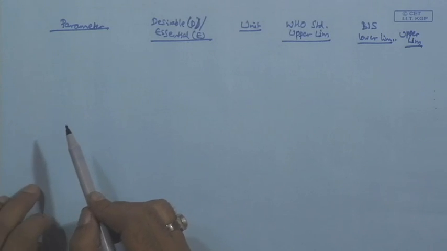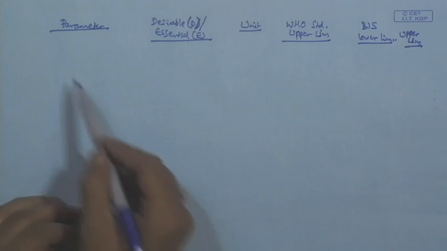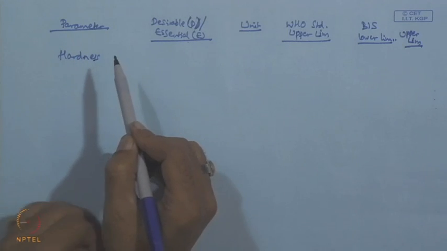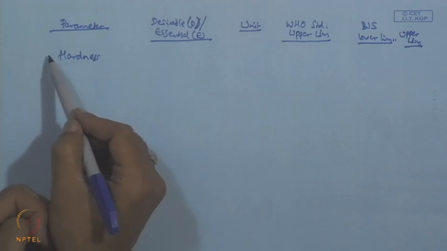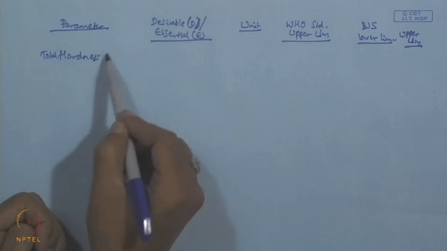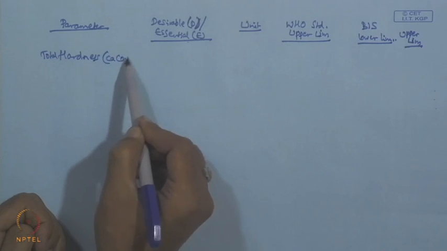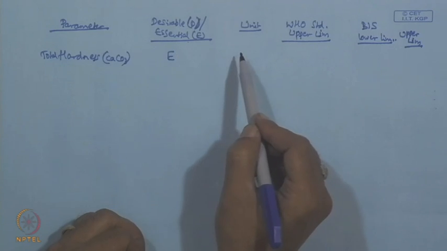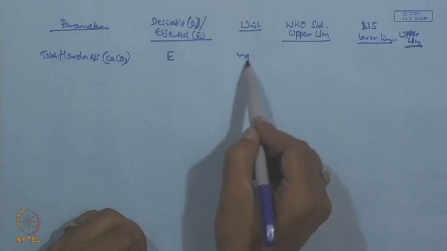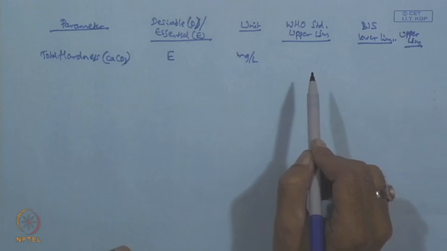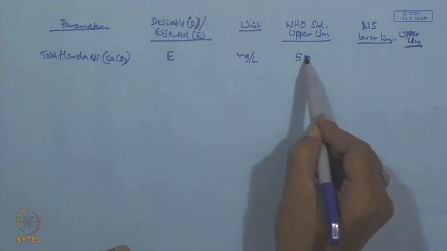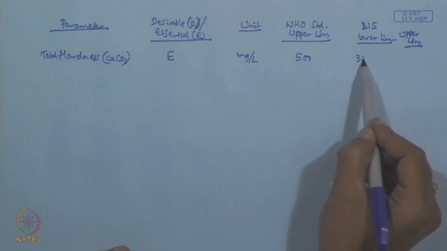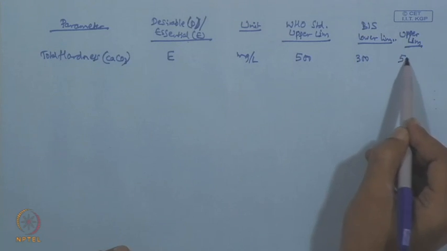So we will go to this hardness as the total hardness, as CaCO3, in terms of CaCO3. This is essential, and it has units of mg per liter, and the upper limit as per WHO standards is 500. As per Indian standards, it is 300 to 500.